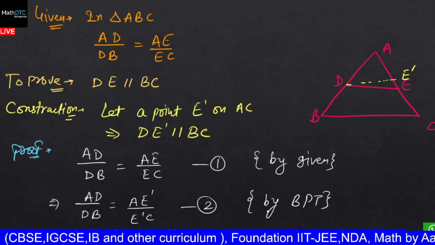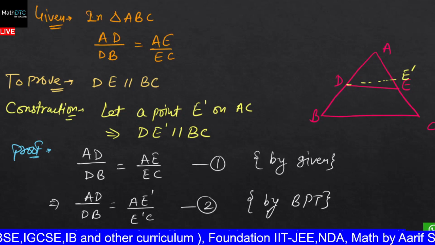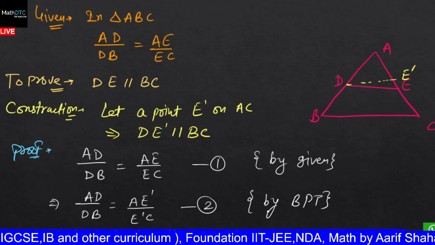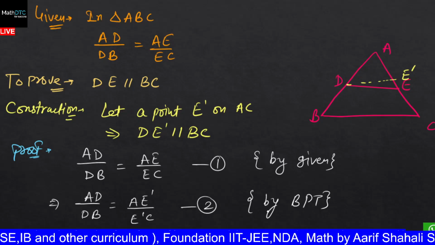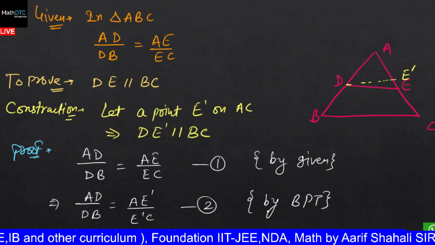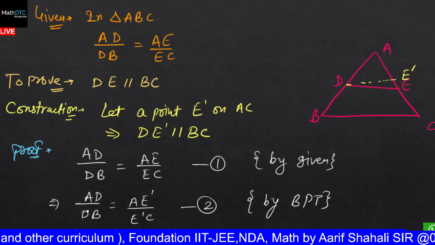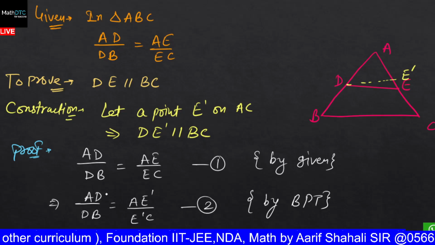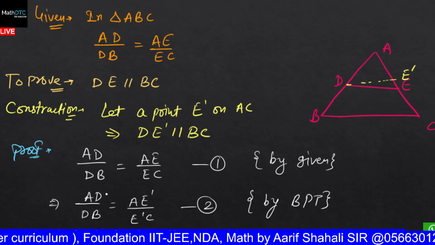If a line is drawn parallel to BC, then it divides the sides equally, AD upon DB is equal to AE upon EC. Okay. So according to the theorem, we can write that AD upon DB is equal to AE dash upon E dash C, right? Now in equations 1 and 2, you can see the LHS portions are equal on both sides. When the LHS portions are equal, then the RHS portions will be equal also. Confirm?